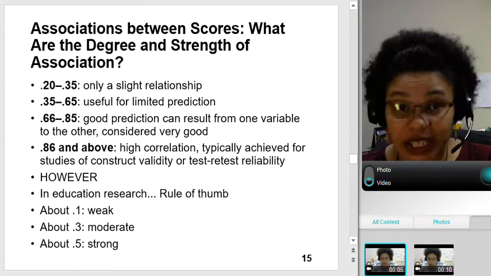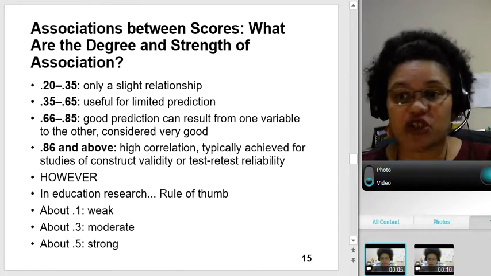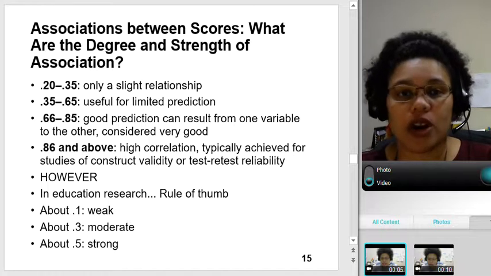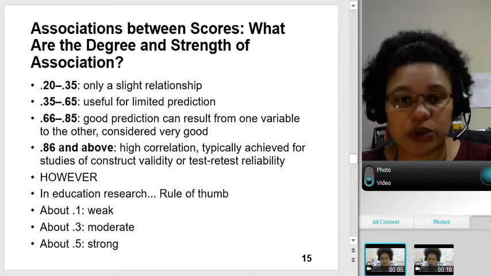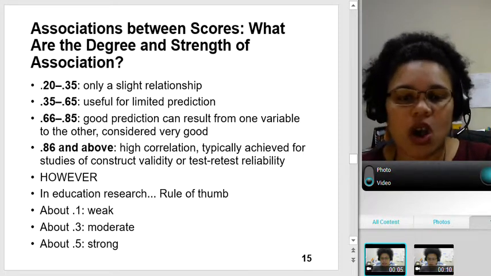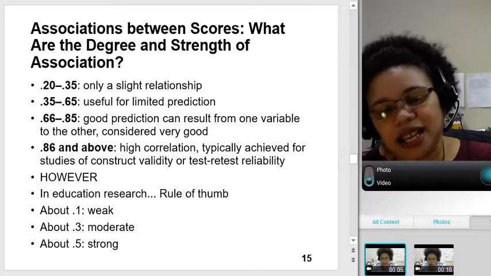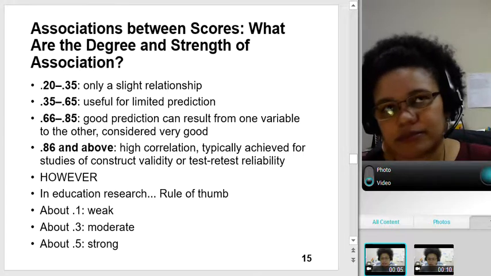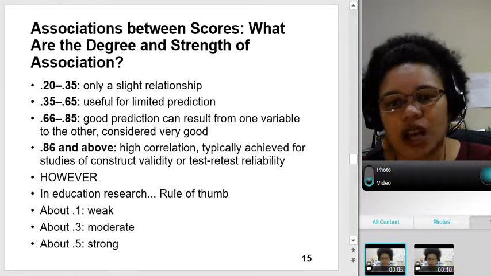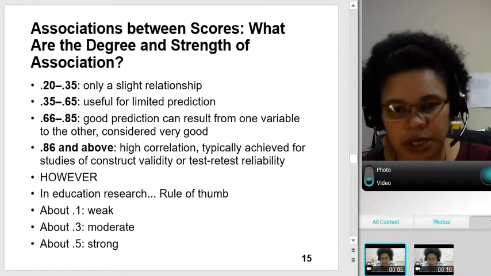So as you're reading research, you might come across where the authors have reported the correlation coefficients, right? They might say that r equals 0.2 or r equals 0.35 or r equals 0.66. And this kind of gives you a range of what is considered a slight or weak relationship all the way through to a strong relationship.